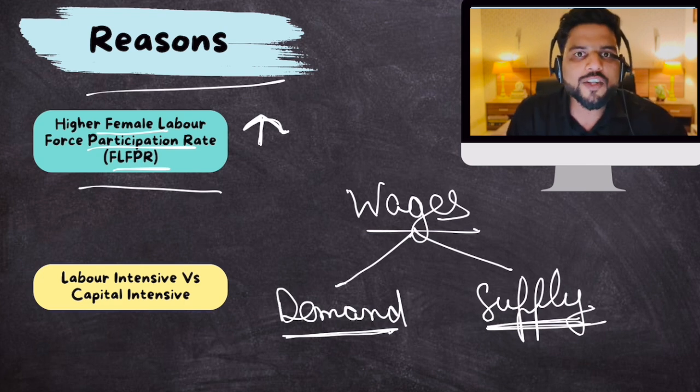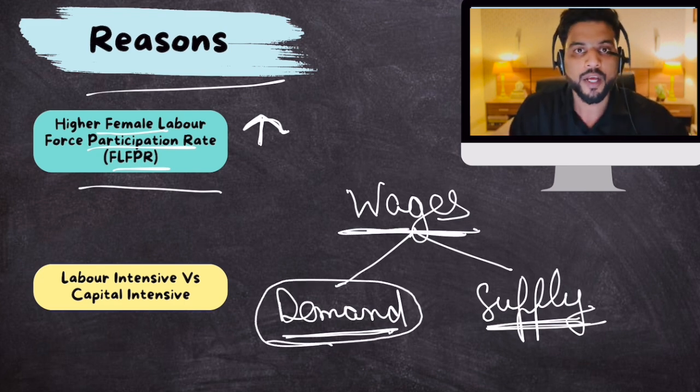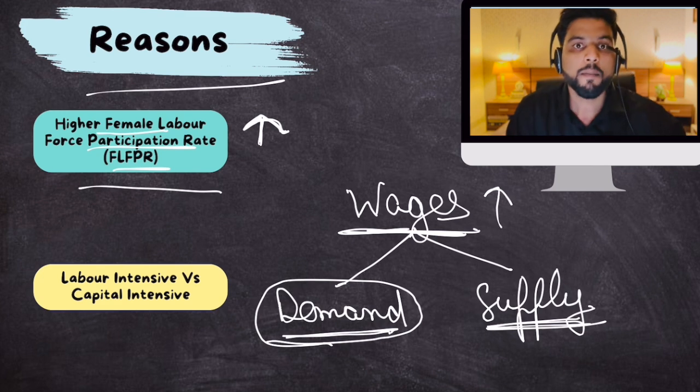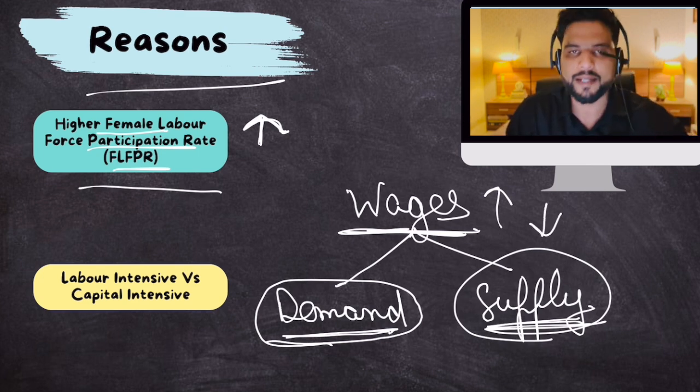Now, what is price of labor? Price of labor is wages. So whenever there is high demand for labor, you are demanding so much labor, but there are not many laborers in the market, wages would increase. But when there is high supply of laborers, there are so many laborers in the market, there is not much demand for labor, then wages would decline.